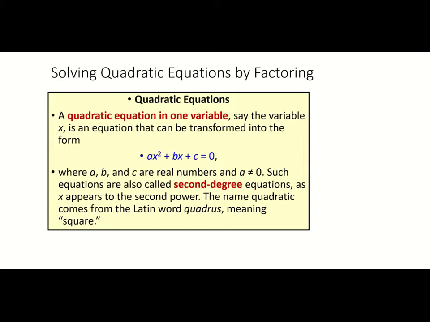And if you recall, when you graph a quadratic equation, your graph is going to look kind of like a U shape. It's called a parabola. So when we graph a quadratic equation, you have a parabola shape. And we'll look at that as well.